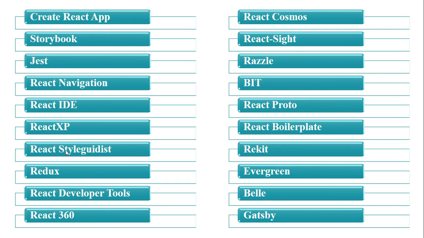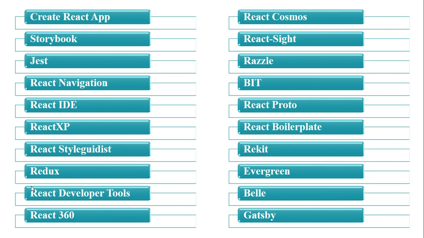Next is React Style Guide Test. Style Guide Test, I will say, is a component development environment with a hot reloaded development server and a style guide that can be shared within your team. Next is Redux. It's a very well-known and very famous open source JavaScript library nowadays. It is mainly used with React for state management because it introduces a concept of a single store as compared to its predecessor Flux, which can have multiple stores, but Redux can have only a single store.